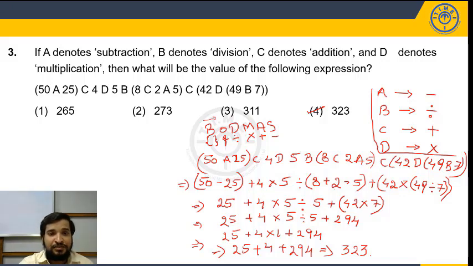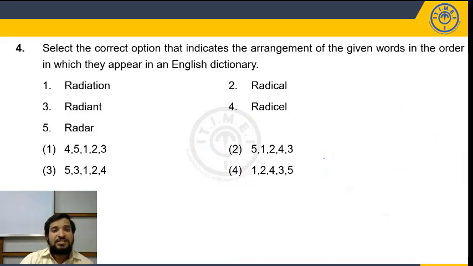Now we see the next question. Select the correct option that indicates the arrangement of the given words in the order in which they appear in an English dictionary order. Now, English dictionary order is nothing but alphabetical order. Here, what is being asked? Arrange the 5 words in the English dictionary order, which is nothing but alphabetical order.